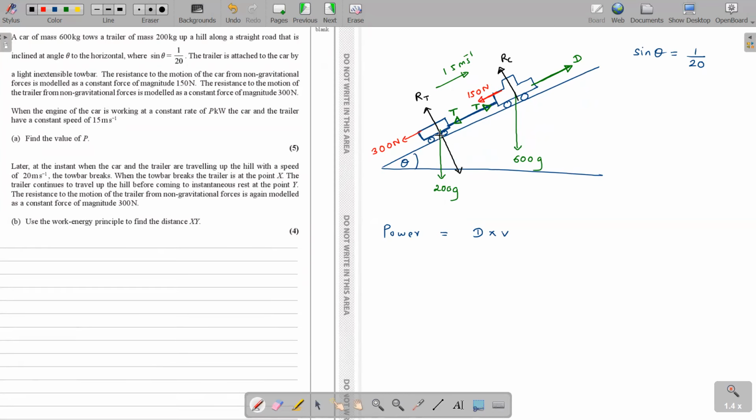So shall we break the weights into components? The theta will come here. So this is M1, right? This will be 200g cos theta. This will be 200g sin theta. And then for this one, the weight, again theta over here, we have 600g cos theta and 600g sin theta.